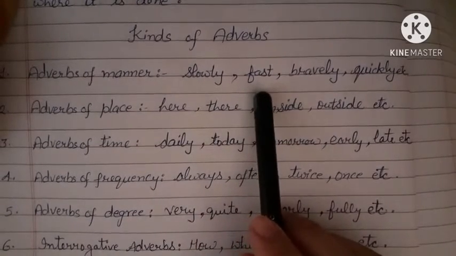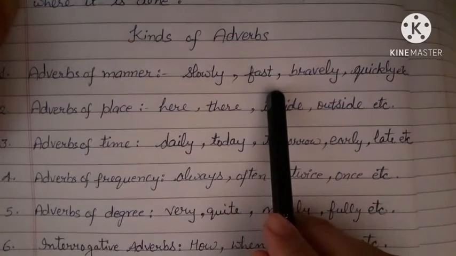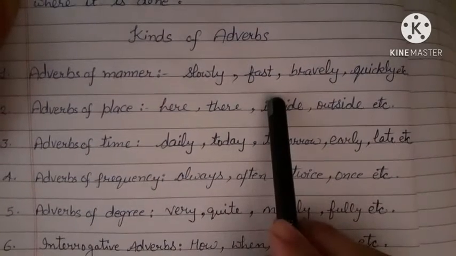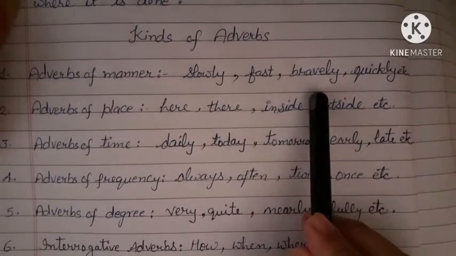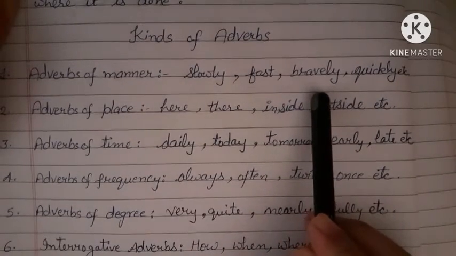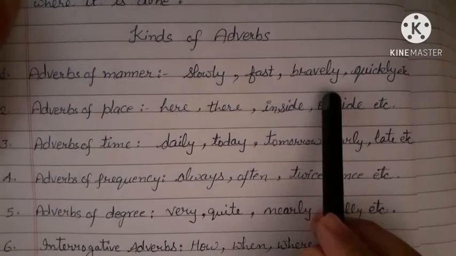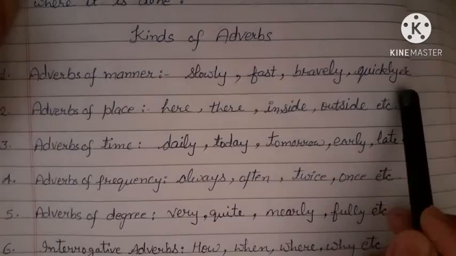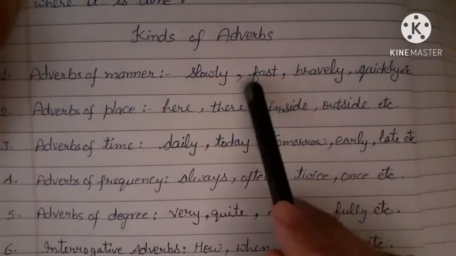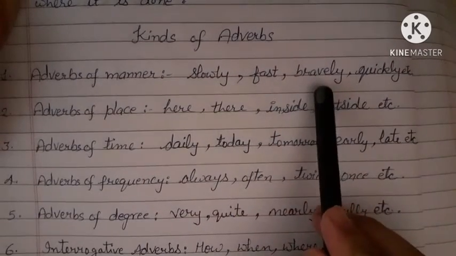Fast, a horse runs fast. Horse कैसे चल रहे हैं? Fast. Next, bravely. The Indians fought bravely. Indians हैं जो कैसे लड़ रही हैं? बहादुरी से. इसी तरह से quickly. These all words are adverbs of manner.